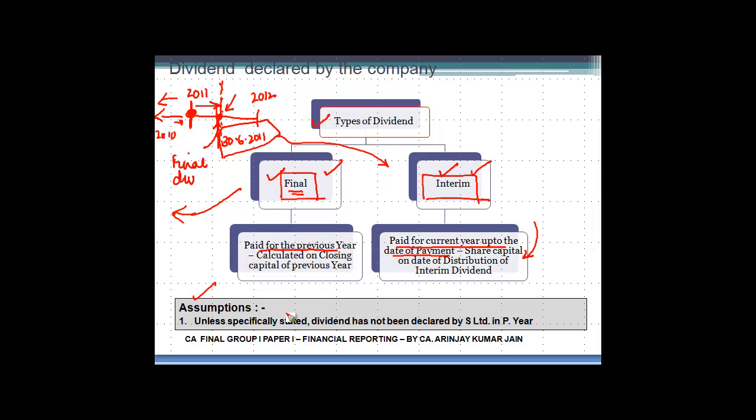The assumptions that we make as we prepare these CFS is that unless specifically stated, dividend has not been declared by S Limited in the previous year, or the subsidiary company will not make an assumption just because there are share capital that some dividend has been declared, right?